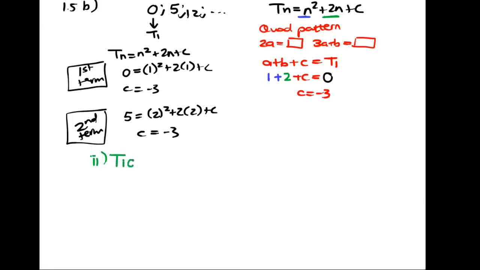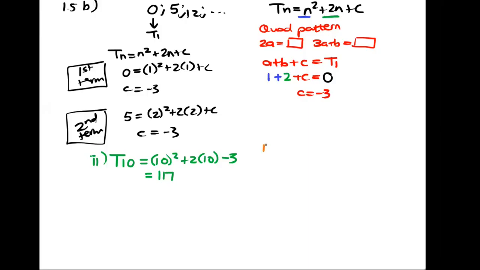So T10. So 10 squared plus 2 times 10. And we've just worked out this is -3. So 100 plus 20 is 120, minus 3 is 117. Yay, do it without the calculator. Obviously, you've got your calculator with you, so use it if you feel that you need to.